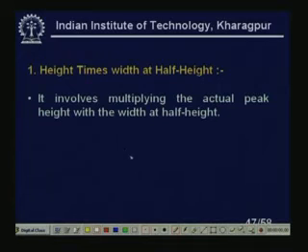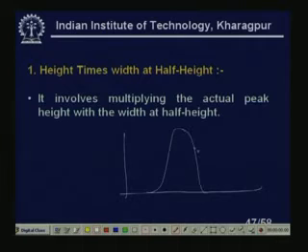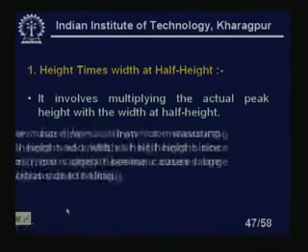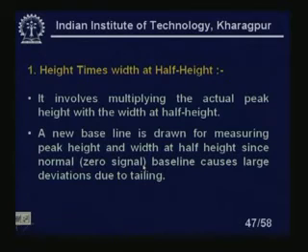I will show you. Suppose you have an actual peak height like this. This is multiplied by the width at the half height. Suppose this is x, this is y. So x into y is the height times width. Height times width at the half height will give you the measure of the integration. A new baseline is drawn for measuring peak height and the width at the half height, since the normal zero signal baseline causes large deviation due to tailing.